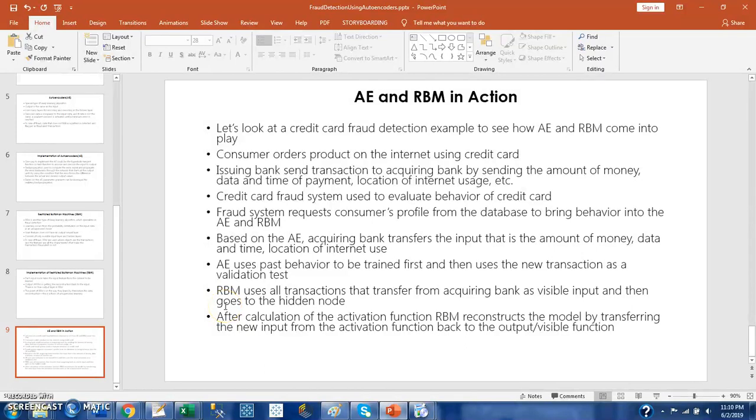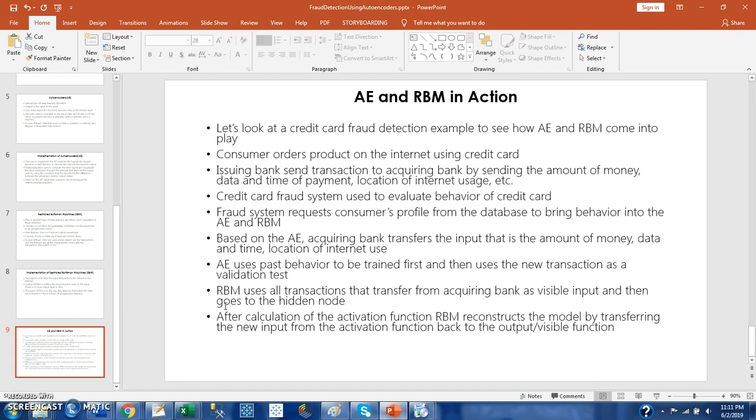So for an example, let's look at credit card fraud detection using AE and RBM. Consumer orders product on internet using credit card. An issuing bank sends transaction to acquiring bank along with all the information needed. Credit card fraud system is used to evaluate behavior of the credit card. Fraud system requests consumers' profile from the database to bring behavior into the AE and RBM.